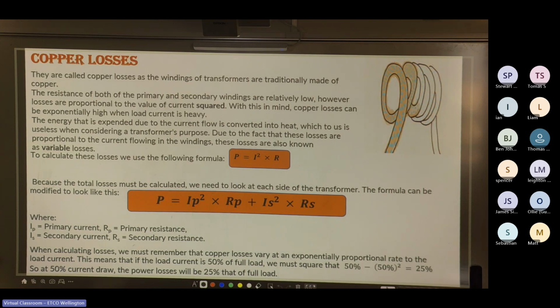The energy that is expended due to the current flow is converted into heat, which to us is useless when considering a transformer's purpose, due to the fact that those losses are proportional to the current flowing in the windings. These losses are also known as variable losses. And to calculate these, we use the formula P equals I squared R.